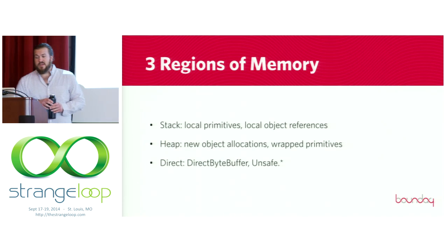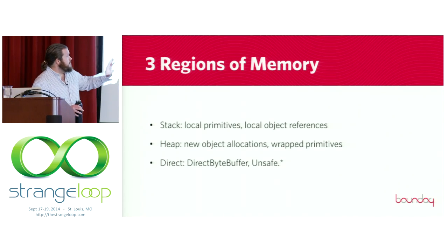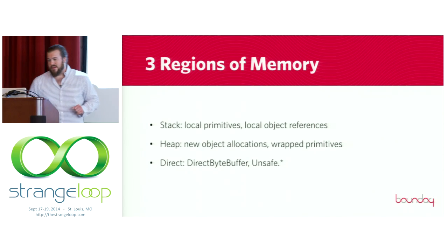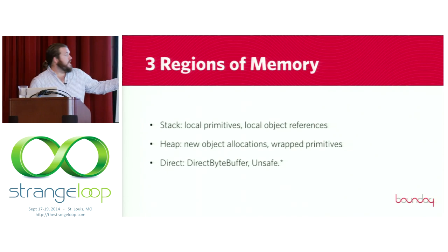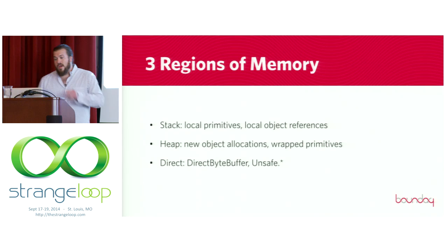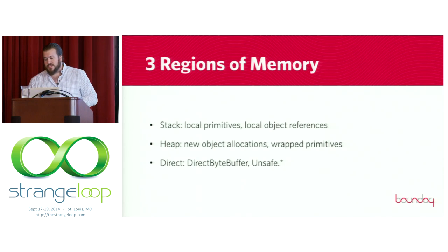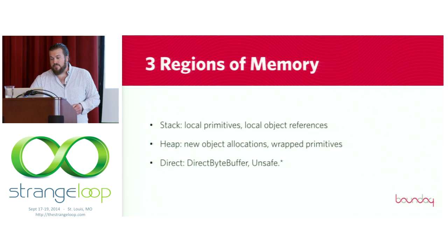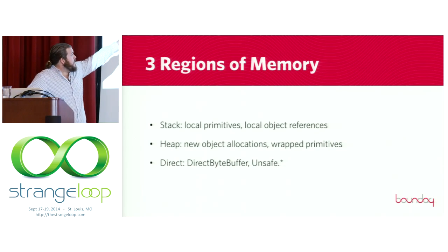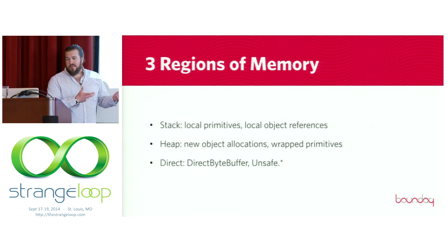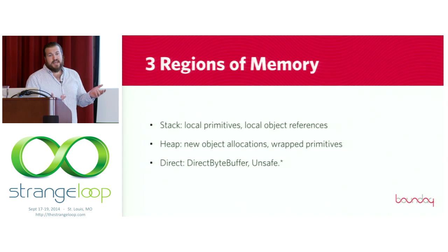And then you have the weird direct stuff that crazy people like me are always talking about, which you get via direct byte buffer, which is kind of slow, or you can just use unsafe as is, and we'll get into that in a bit. Of these, the heap is where the GC primarily operates. The stack is only for primitives, so you don't get too much of a say in what goes on the stack. And then the direct, you have to manage yourself.